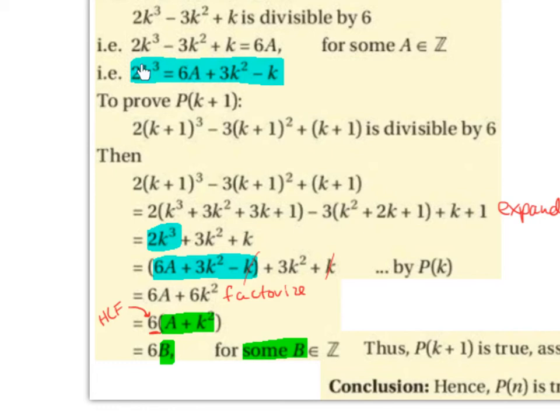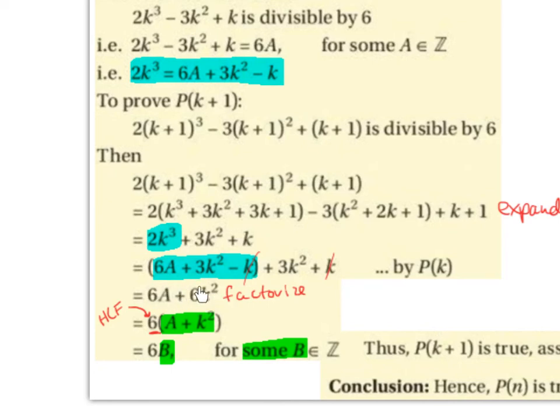Now up here in our assumption we got 2k cubed on its own, and we said that 2k cubed was equal to 6a plus 3k squared minus k. So we're going to swap the 2k cubed for 6a plus 3k squared minus k. We bring down the 3k squared, we bring down the plus k. Next we're going to simplify, so we bring down the 6a, 3k squared plus 3k squared is 6k squared, and minus k and plus k will cancel. So we have 6a plus 6k squared.